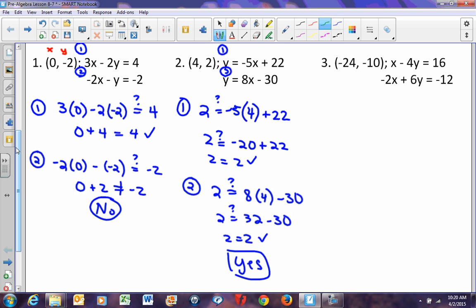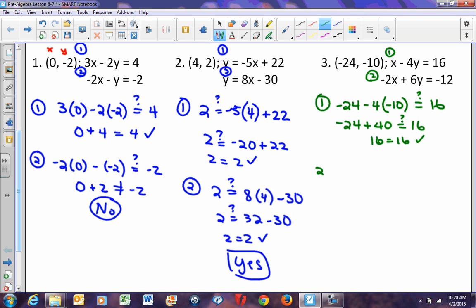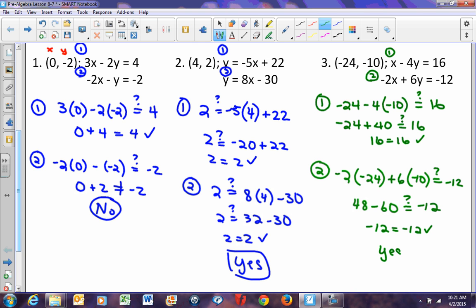Let's look at this last one here. That's equation 1. This is equation 2. Equation 1 says x, which is -24, minus 4 times y, which is -10. Does that equal 16? So -24, minus a minus is a plus, plus 40. Does that equal 16? 40 minus 24 is 16. So 16 equals 16. It checks in that equation. Equation 2: -2 times x, which is -24, plus 6 times y, which is -10. Does that equal -12? That'd be positive 48 minus 60. -12 does indeed equal -12, so it checks there. So yes, (-24, -10) is a solution to this system of equations.